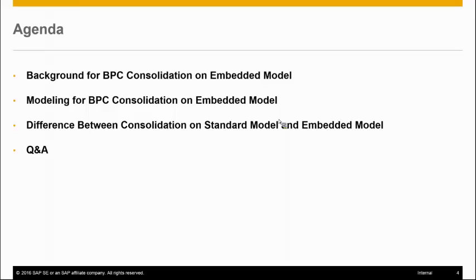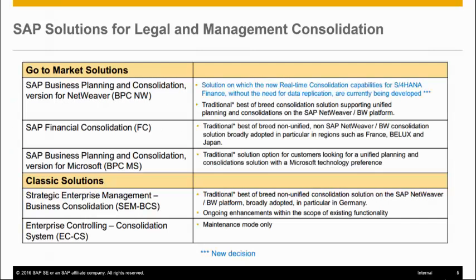And then I will talk about the modeling for BPC consolidation on embedded model, which is also the biggest difference between the standard model and embedded model. So I will also talk about this. And then I will go on to the next part, which is the difference between the consolidation on standard model and embedded model, because with the new concept of embedded model, quite a few things are different. So I'd like to introduce this to give a better idea about how it works in the future project. So these are some slides I wanted to show at the very beginning.